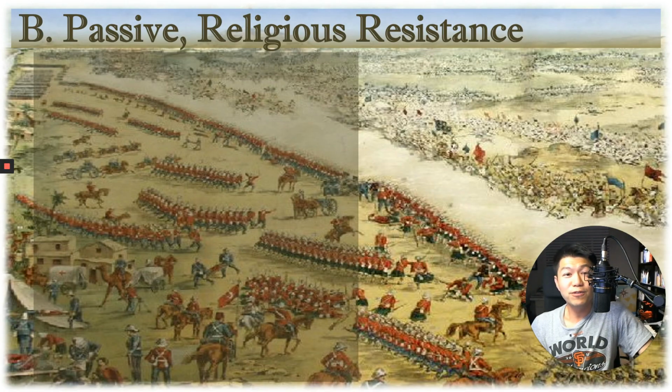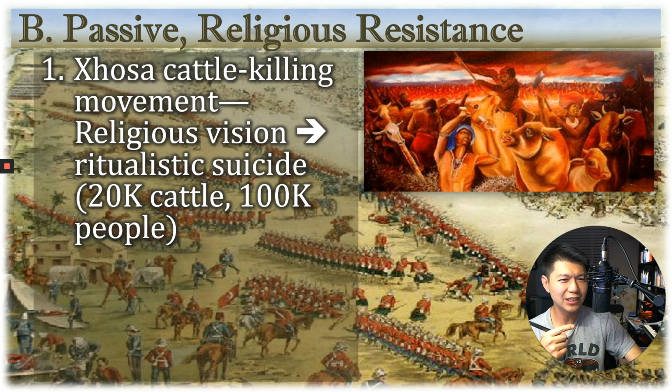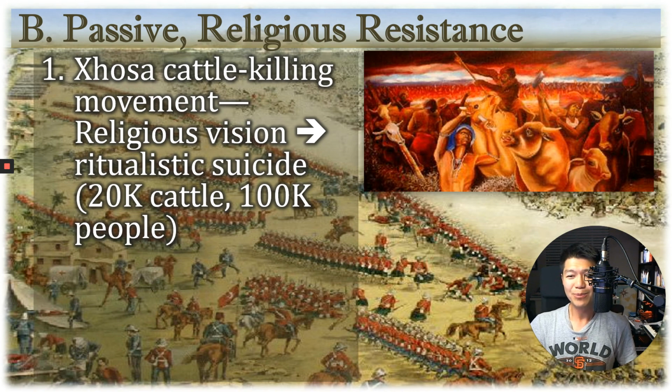There are also further examples of what we call passive religious resistance. One strange occurrence is what is known as the Xhosa cattle killing movement, whereby there was a vision given to 2 girls that was eventually reported back to their villagers, whereby many of these conquered people believed that at some point a great resurrection was going to take place. In other words, people will die and then be brought back to life, and this lifetime of struggle against these Western conquerors will simply come to an end.